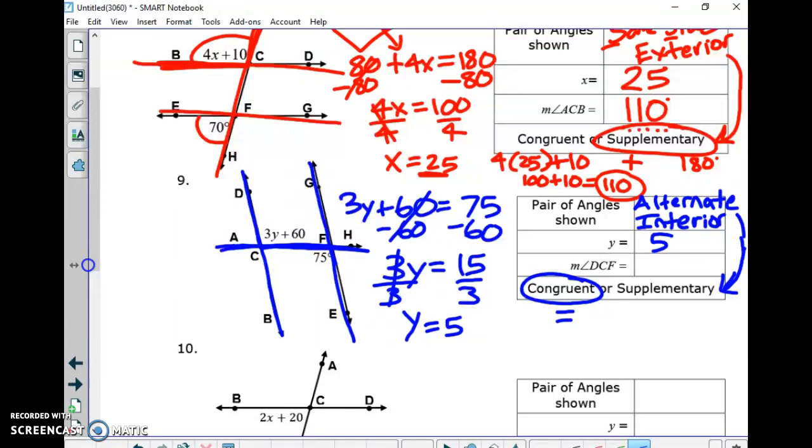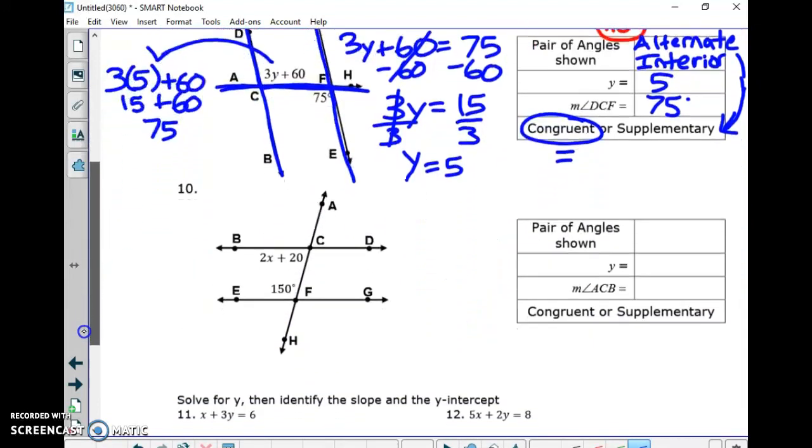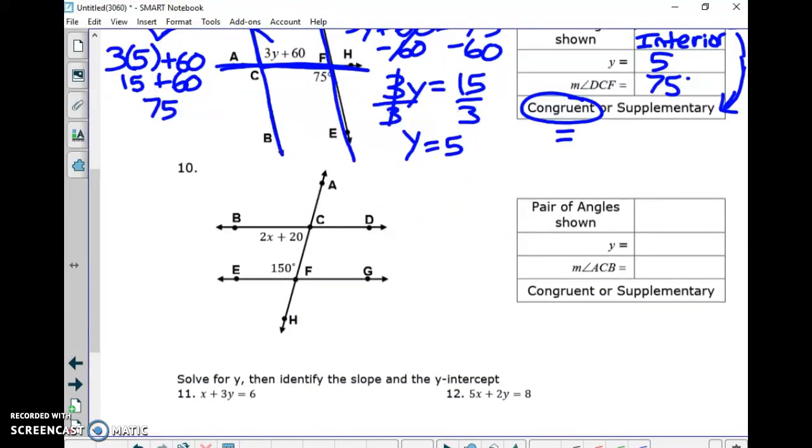Now, it wants to know what DCF is. Don't we already know that these two angles have to be congruent? So if this angle over here is 75, guess what the other angle is going to be? 75. But if you took it over here and you plugged in 5 for y, 3 times 5 plus 60, you'd get 15 plus 60, and that would be 75. No matter how you do it, you should get the same answer, 75 degrees, whether you know they're congruent or you plug it in.